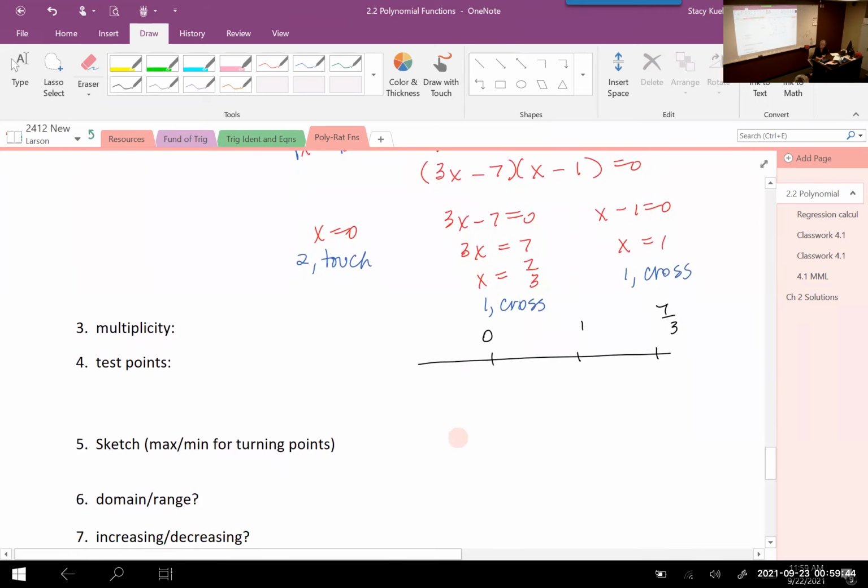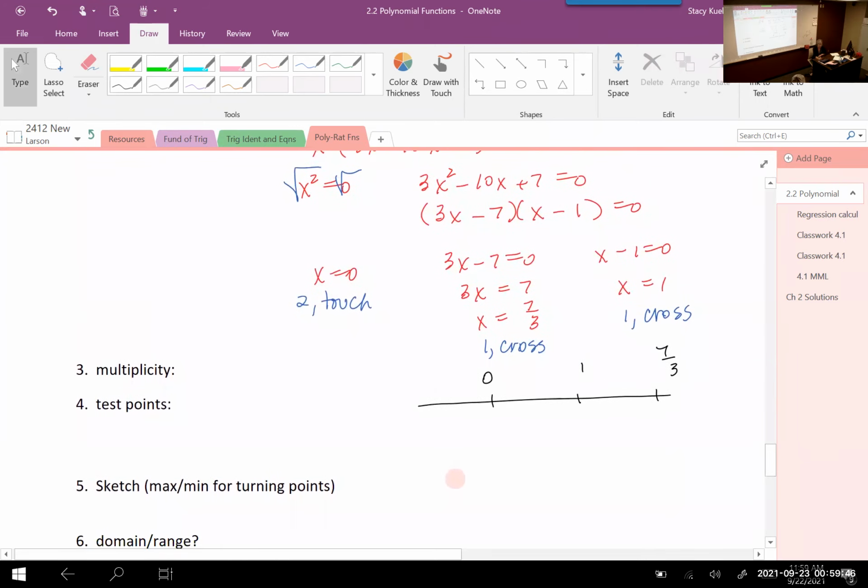Okay, and what I want to do here is, I know that to the left of 0, my function is going to negative infinity, right? So I'm thinking of any values from negative infinity to 0. And on the right over here, I'm looking at values from 7/3 to infinity. And really all I'm interested in are some points that are right around these roots.